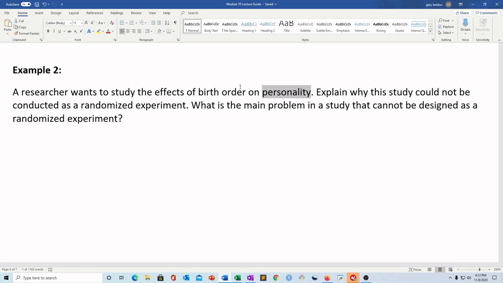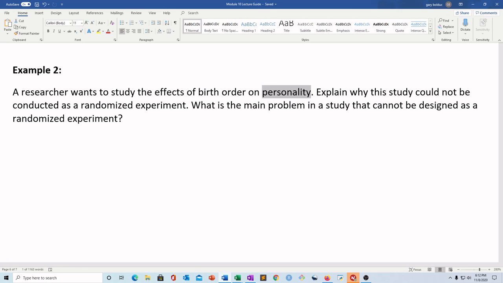But wait, that means you're telling me I've got to get people with siblings, and I have to randomly assign each of those people a birth order. How do you randomly assign a person a birth order? Well, you can't, because that person can't be assigned a birth order. So that person that is in your sample, you as the researcher have no control over their birth order. Because of that, this cannot be a randomized experiment, and at best only an observational study.